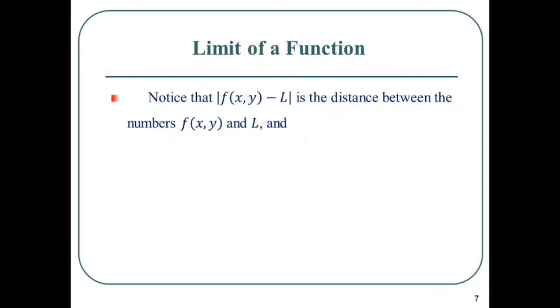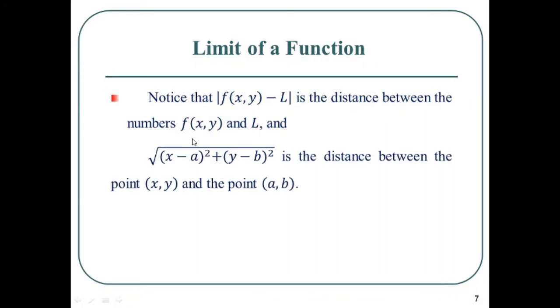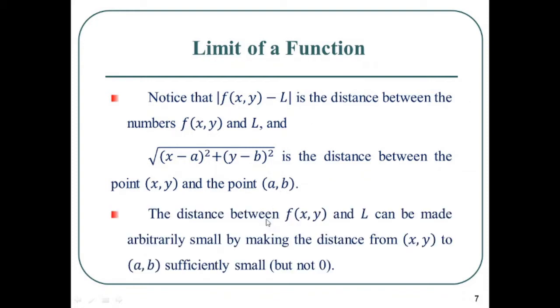Notice that, as I discussed earlier, mod f(x, y) minus L is the distance between the numbers f(x, y) and L, and square root of (x minus a) squared plus (y minus b) squared is the distance between the points (x, y) and the point (a, b). The distance between f(x, y) and L can be made arbitrarily small by making the distance from (x, y) to (a, b) sufficiently small but not 0.